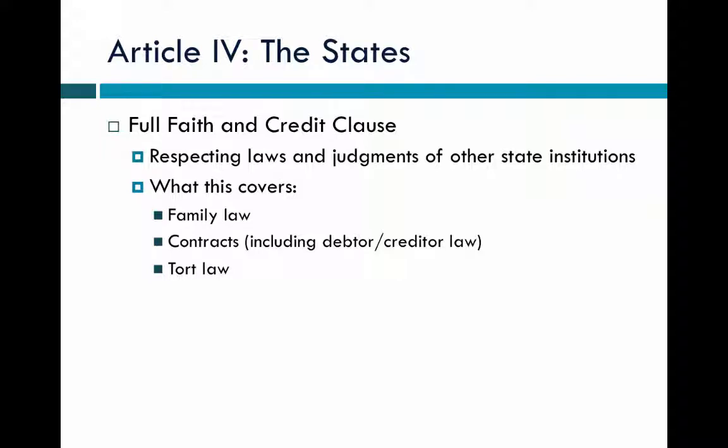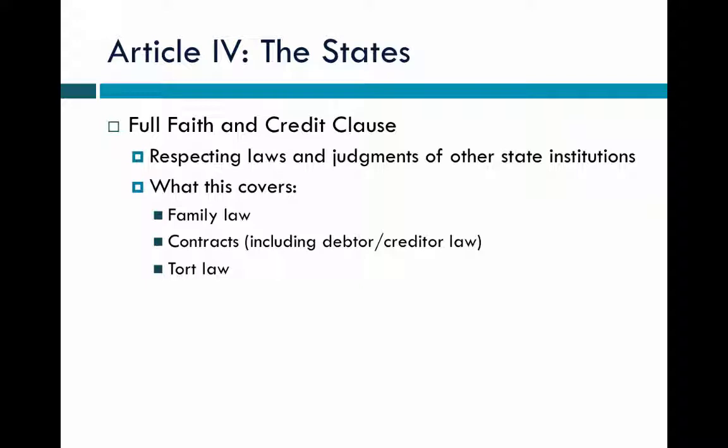Article 4 talks about the states, and Article 4, coming where it does, gave people a little bit of a problem to start with, because many people felt that the states should have been placed ahead of those three branches, but nevertheless, the states are talked about in Article 4. And one thing I wanted to point out is the full faith and credit clause. The full faith and credit clause is Article 4, Section 1, and it says that states must respect the judgments of courts from other states.